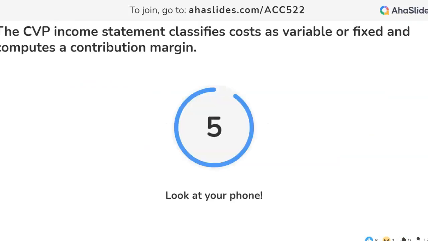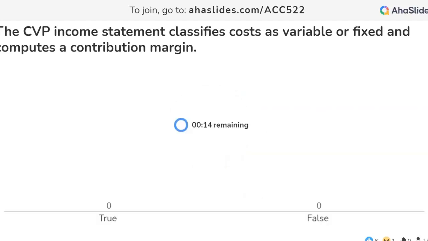Question number 6. That statement classifies costs as variable or fixed and computes a contribution margin. Now, everyone should get this one right. True or false?